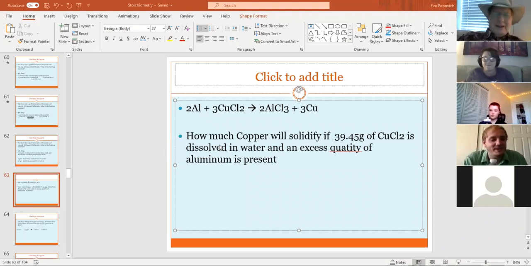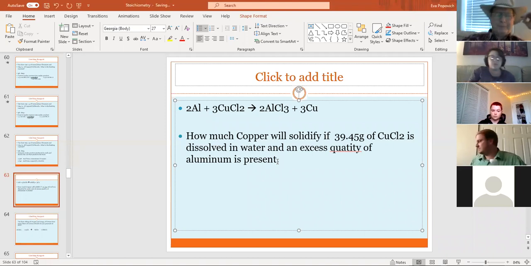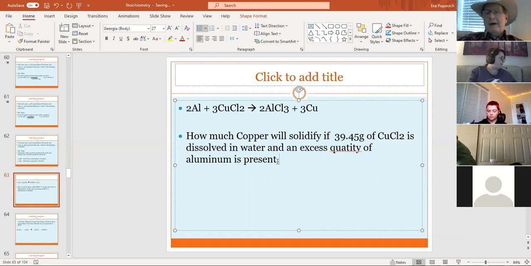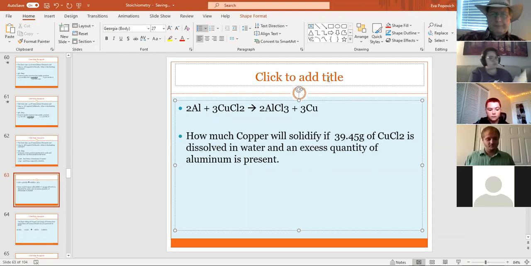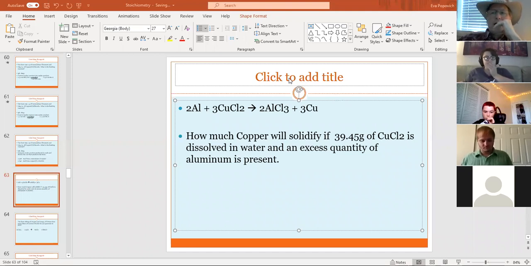Me either. All right, let's do a simple problem first to get our muscles working. I have 39.45 grams of copper chloride, and I have an excess quantity of aluminum. How do I solve this problem? What do we do, guys?